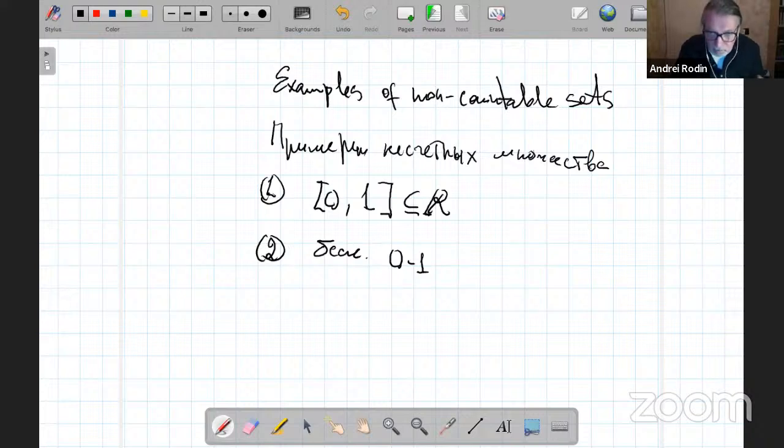recall again, last week, I'm not going to repeat everything I told last week because you can also go back to the recording and look at it again. So our basic example was this interval of real numbers between 0 and 1. I can also picture it actually.